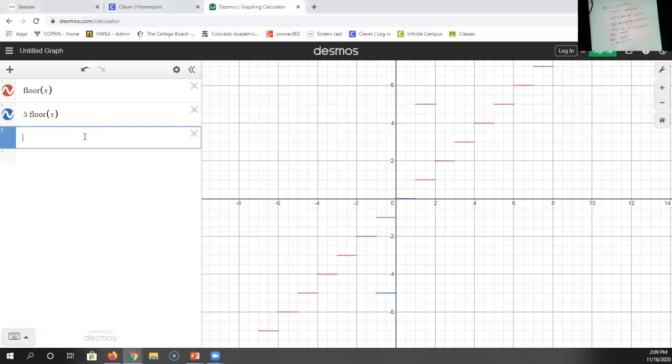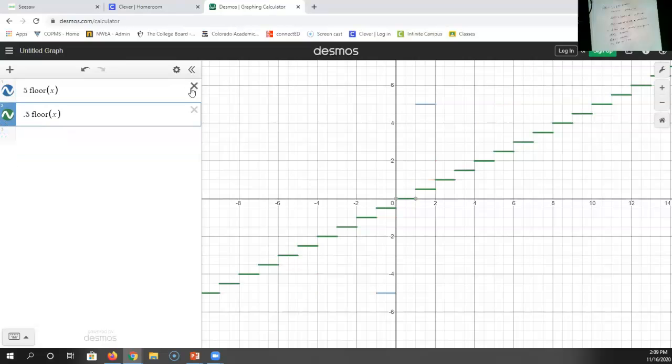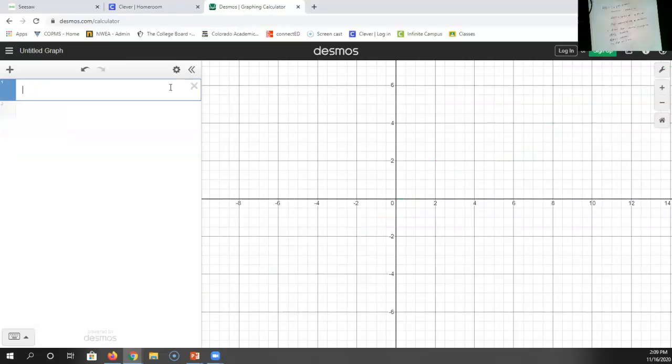If I were to plug in 0.5 times the floor of x, that's going to be in green. And here's my first red. You can see I've had 2 greens before I get it. So that's compressed it. The decimals in the A value compress it, and a value greater than 1 is going to stretch the graph. That's also the same thing for absolute value.